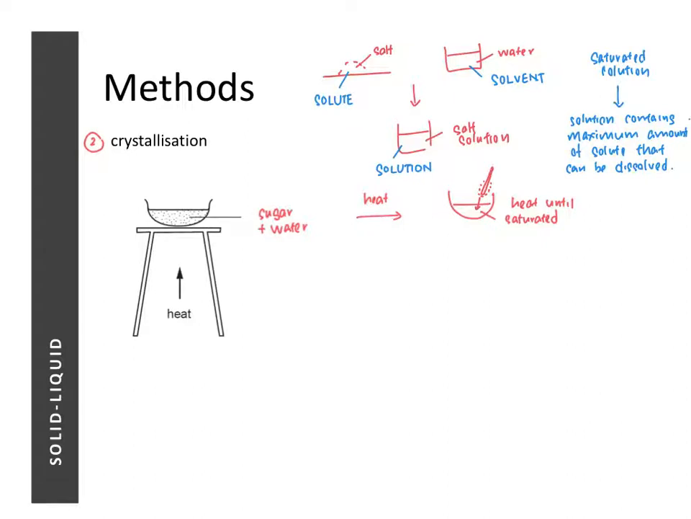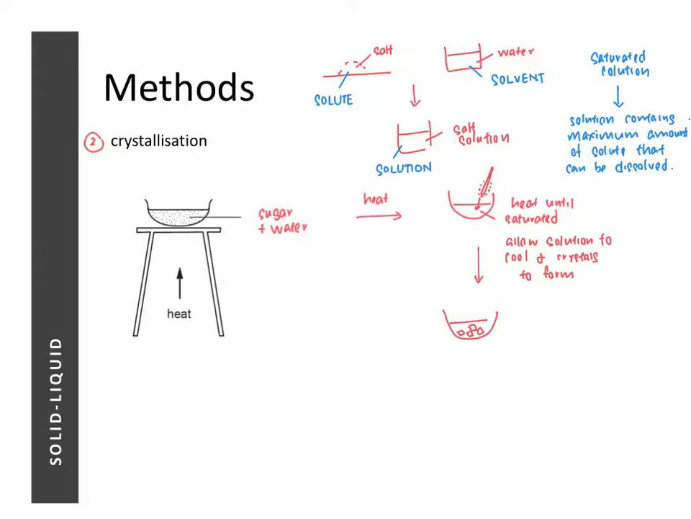Okay, so the first step of crystallization is to heat until the solution becomes saturated. Then what happens after that? We leave the saturated solution to cool. And what happens when cooling is that your crystals will start to appear. Why would crystals appear when you allow a saturated solution to cool?